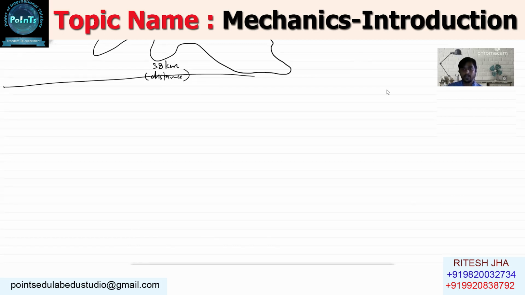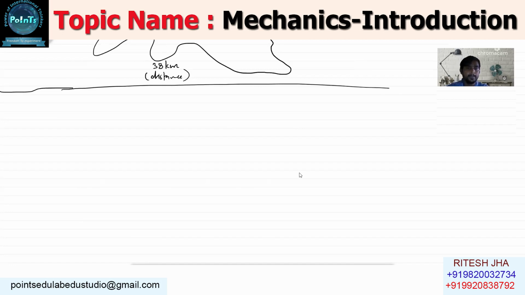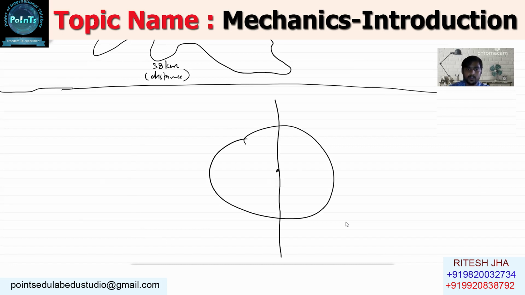Now I'll be giving you a checkpoint. With every concept, I'll be giving you checkpoints. So let's consider a circle of radius equal to 7 meters, let's say. And this x and y are along the diameters, and they are perpendicular to each other.